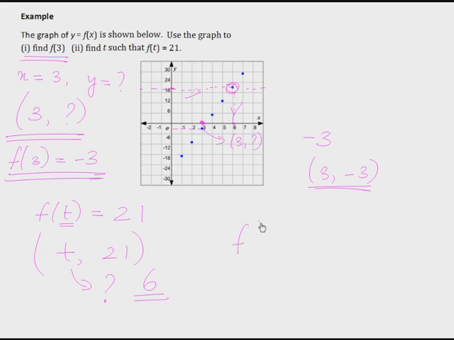So t must be 6. Confirm it. What is f(6)? Go to 6 on the x-axis, go up and you reach this point whose y-coordinate is 21. So f(6) is 21. We're right.